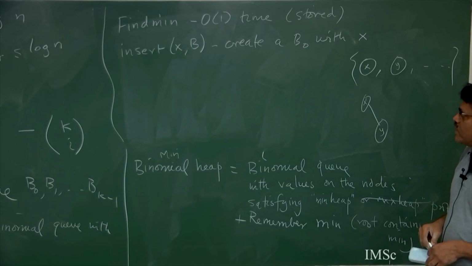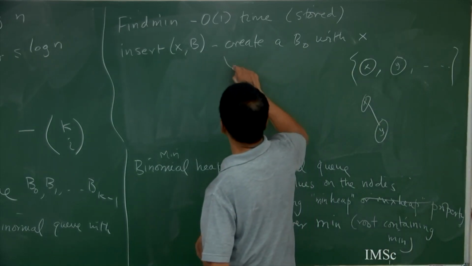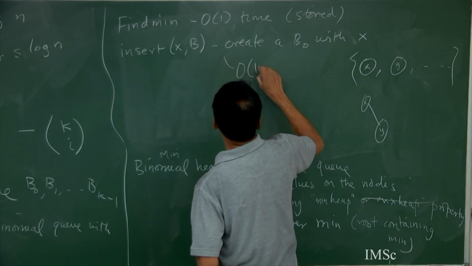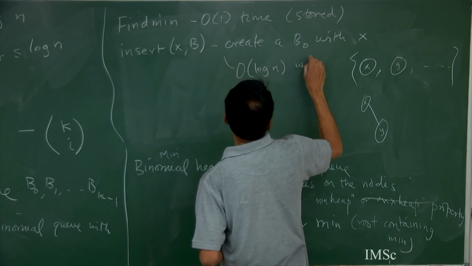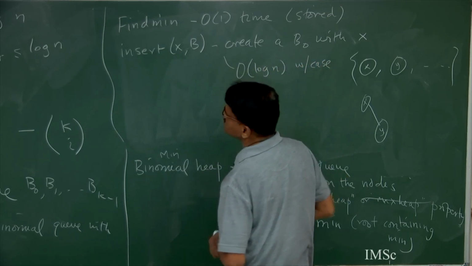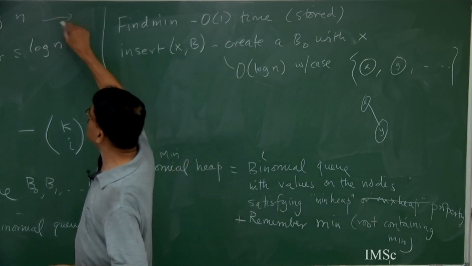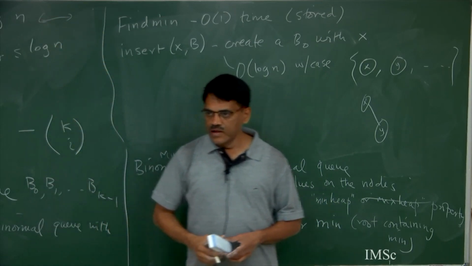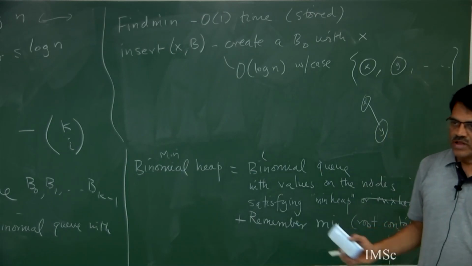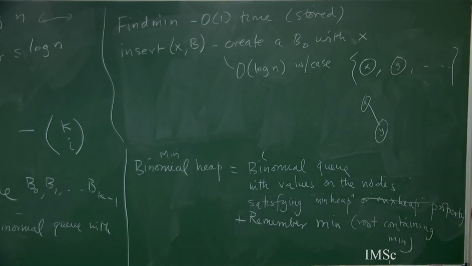So in the worst case, it could be log n. Why log n worst case? Because of the property we wrote: the number of trees in my binomial heap is at most log n. So you may have to go and do this linking operation that many times.